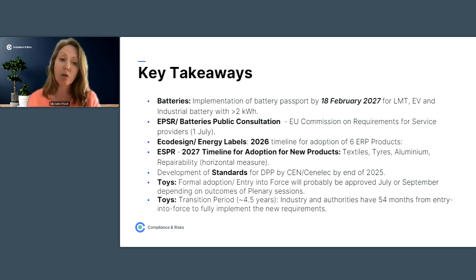And as for toys, we're expecting formal adoption in July or September. And as Andrew mentioned, there will be a 4 to 5 year period for all these requirements to be implemented due to the complexity of this product group.